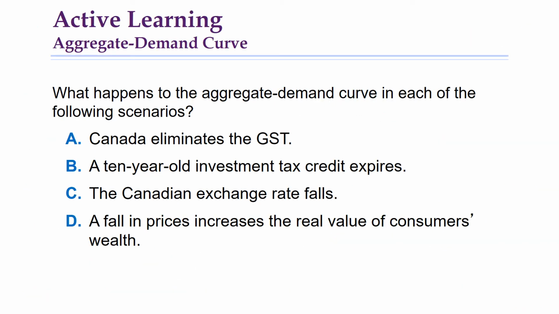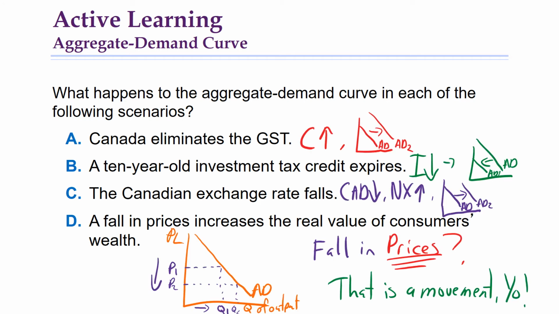Practice makes perfect. What happens to the aggregate demand curve in each of the following scenarios? Please pause the video and work this out by yourself. How'd you guys do?